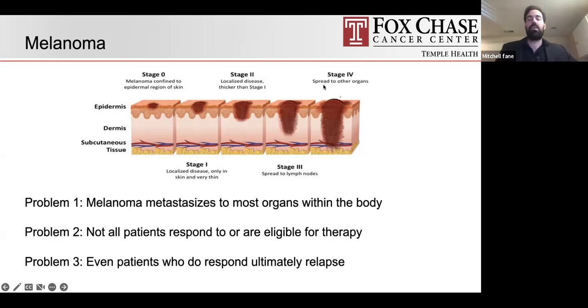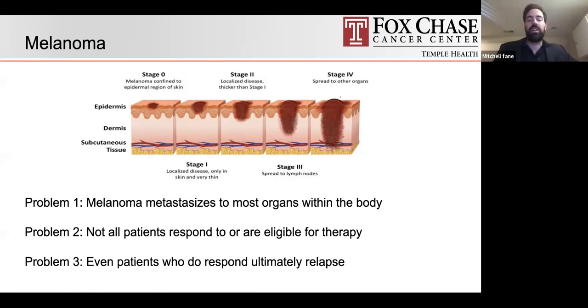Now, when we look at some of the problems when it comes to treating melanoma, one of the major problems is that melanoma can metastasize to most organs within the body. We see that melanoma mainly metastasizes to the lung, the liver, the colon, and the lymph nodes. But indeed, there are many different case studies that show that it can grow in almost all organs within the body, depending upon specific contexts.